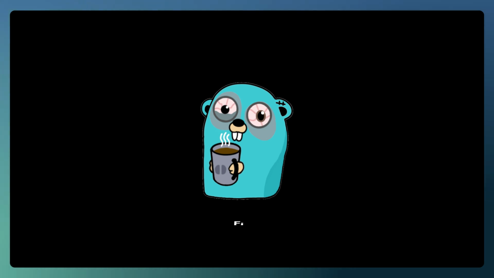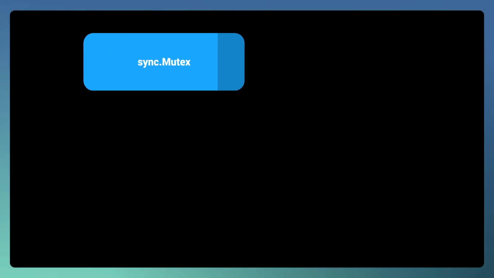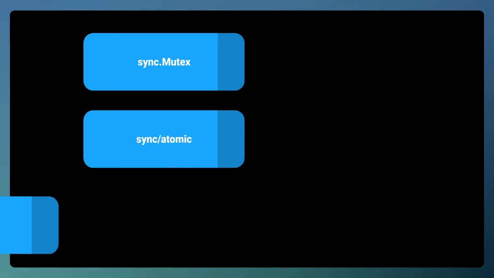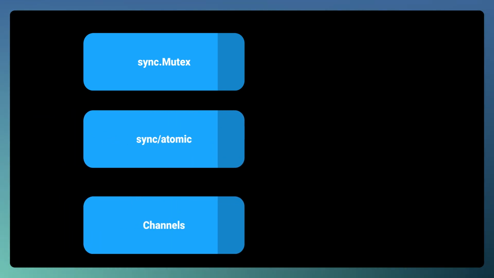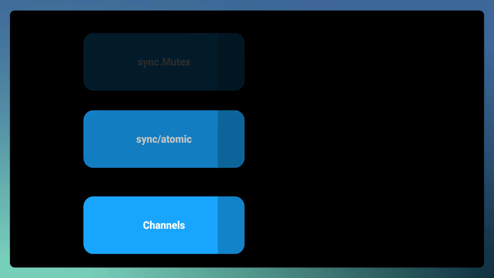Alright, we broke it, now let's fix it. There are a few ways to handle race conditions in Go, and we're gonna cover three: using sync.Mutex, sync/atomic, and channels. Each has its own vibe. So let's check them out.